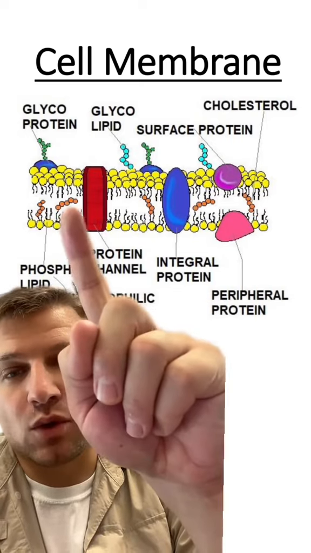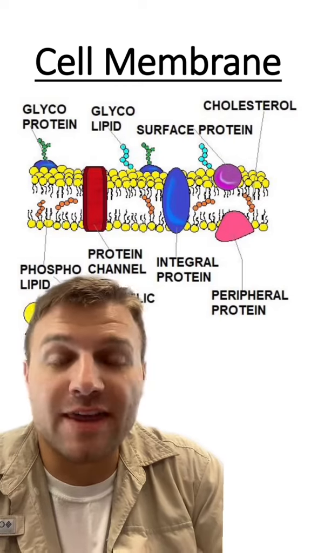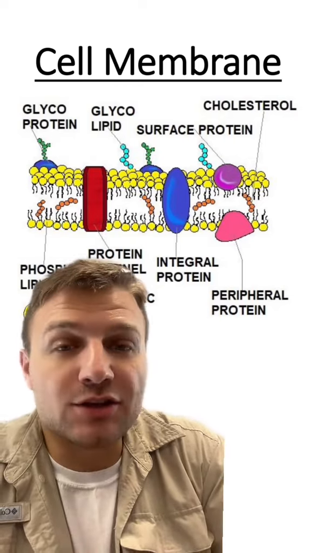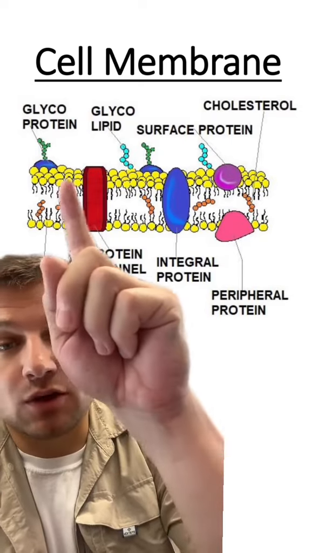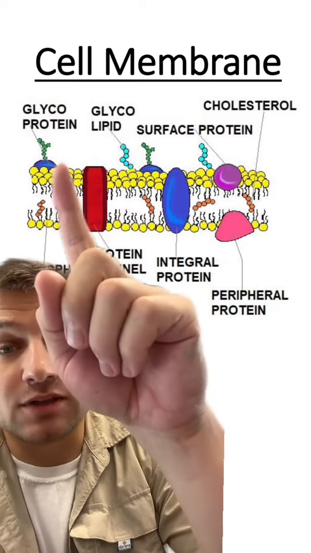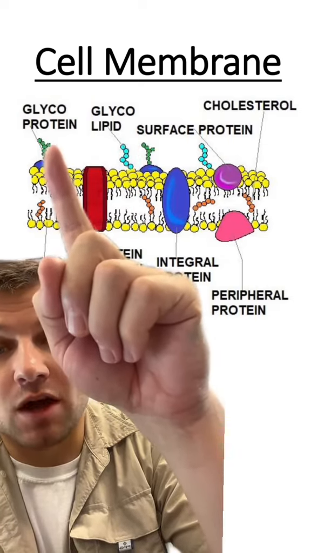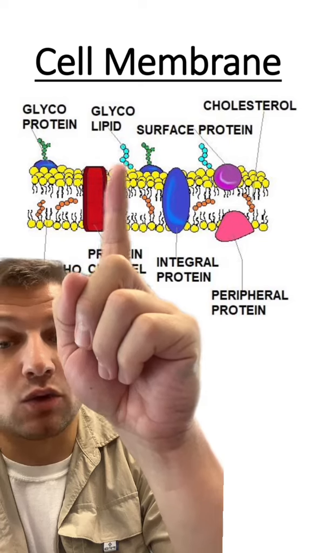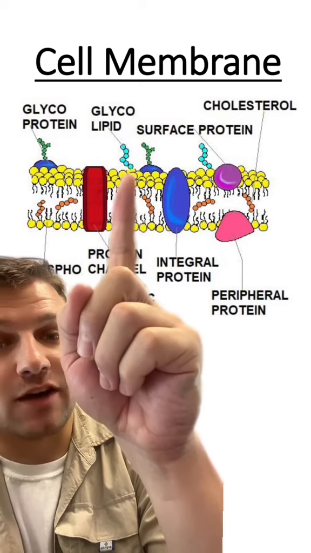We also have these orange structures here which are cholesterol, and they help add fluidity to the cell membrane. On the outside surface of a cell membrane, we also have things called glycoproteins and glycolipids. Like the name implies, glycoproteins occur when we have a sugar molecule attached to a protein. Glycolipids occur when we have a sugar molecule or many sugar molecules attached to a phospholipid.